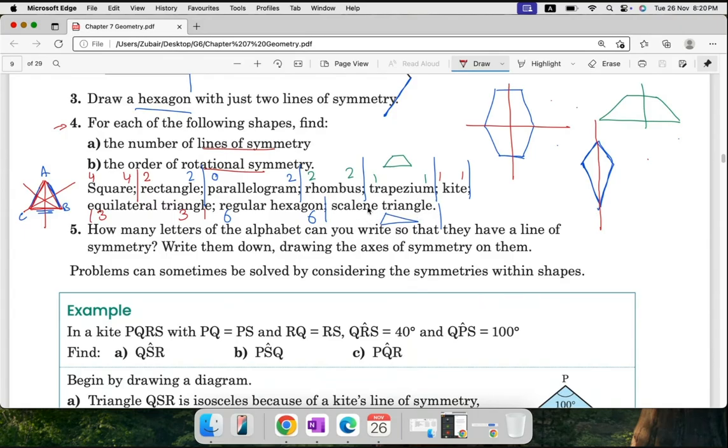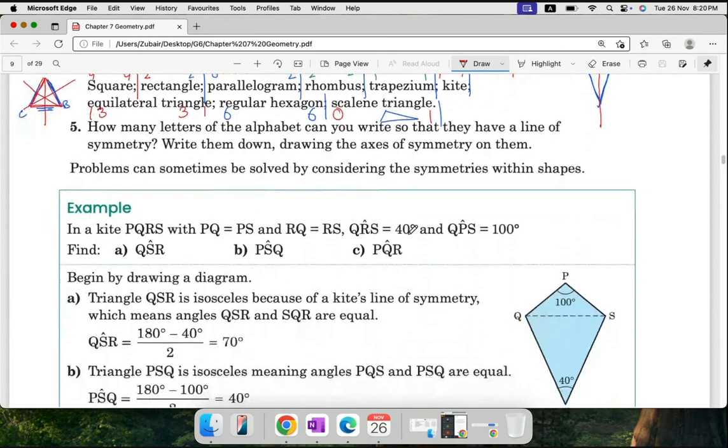Scalene triangle, lines of symmetry. Still thinking? It says three. I think none, right? None. And our order of rotation is one, because all sides are of different size. Yes.